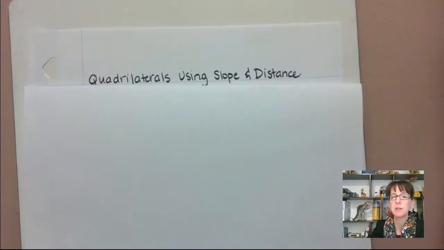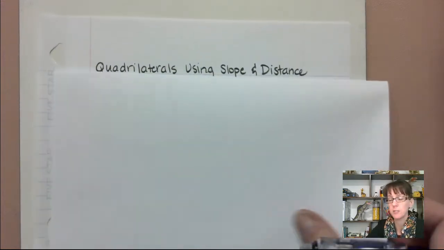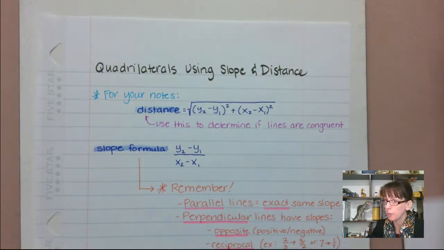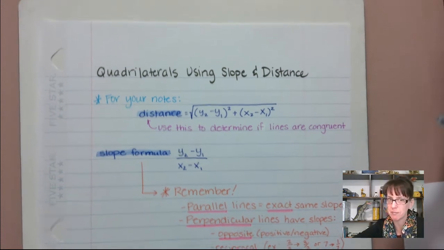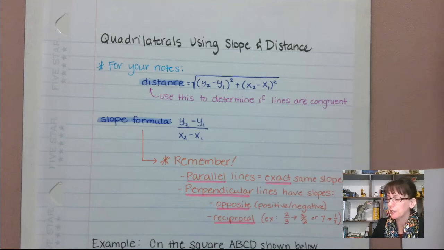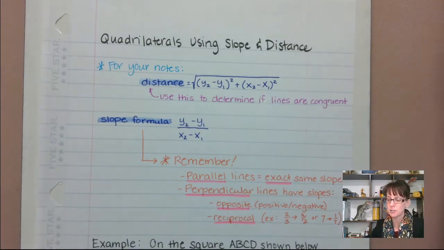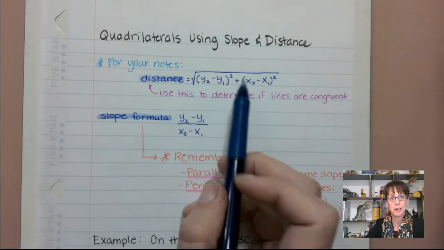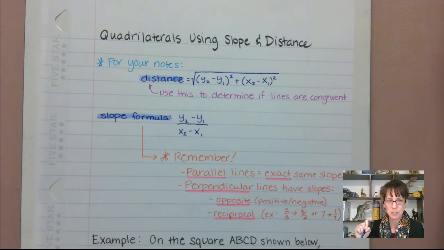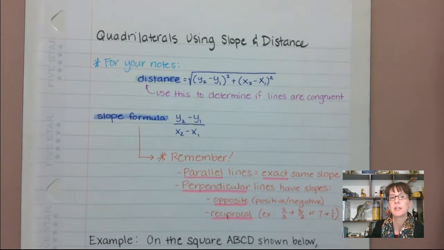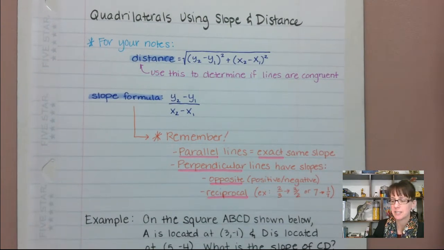In a previous video, we talked about the slope and distance formula, but just in case you didn't write it down in your notebook, now would be a good opportunity to rectify that and go ahead and write that down now. So for your notes, our distance formula is y2 minus y1 squared plus x2 minus x1 squared. Our slope formula is y2 minus y1 over x2 minus x1.